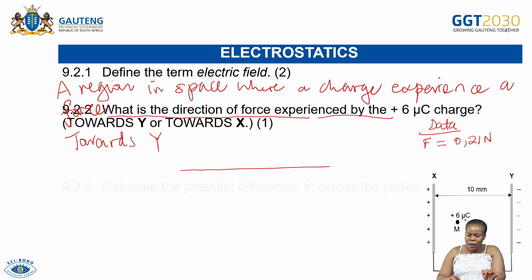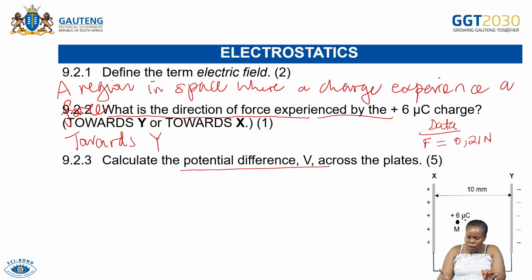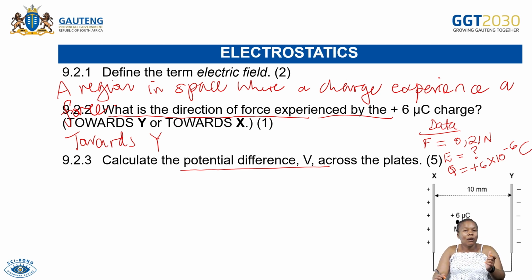Do we know the E part of it? No, we're going to find out, but we do know about the charge. The charge is positive 6 microcoulomb. That means we need to convert it, because the micro part means times 10 to the power of minus 6. So this is times 10 to the power of minus 6 coulombs, and right there we have changed it from microcoulomb to coulomb. If it was nanocoulomb, we'd say times 10 to the power of minus 9.